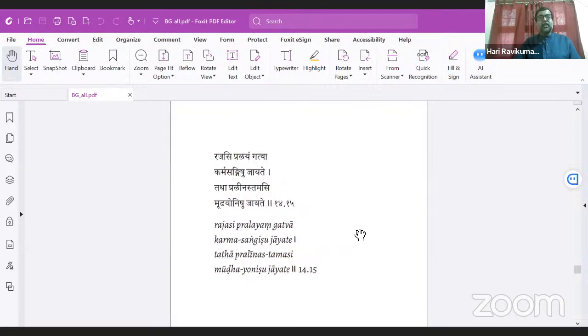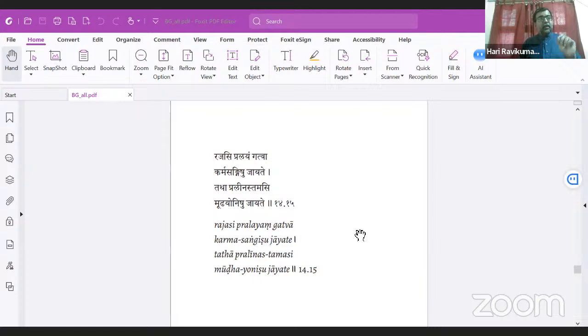Rajasi pralayam gatva karma sangishu jayate tatha pralinas tamasi mudha yonishu jayate. So departing in the state of rajas, one takes birth among those who are always attached to action. Likewise, when somebody dies, when they are in a state of tamas, they are born among the deluded people.